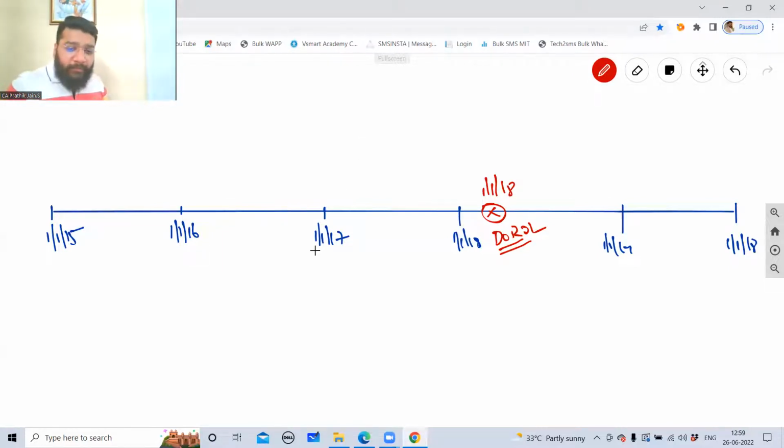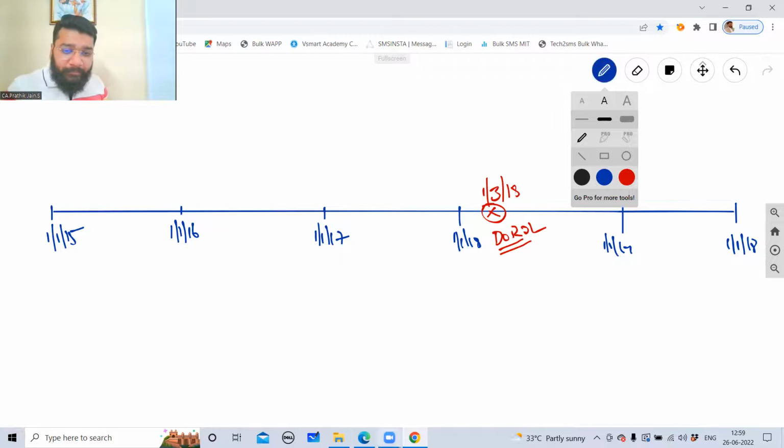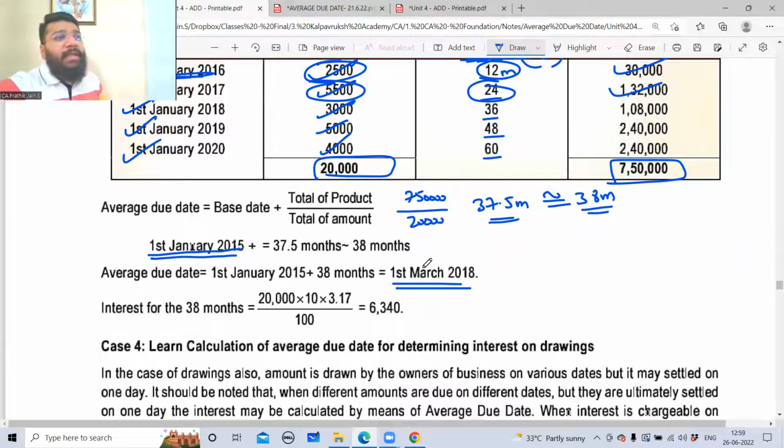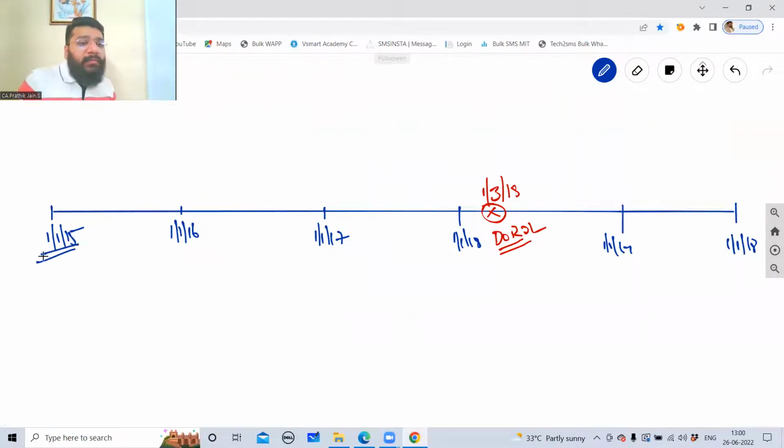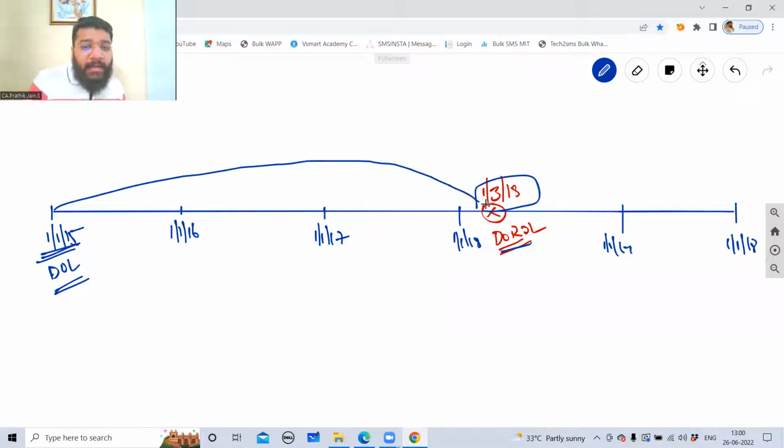Have all of you got your average due date? So guys, 1st March 2018 is the average due date. Any problem here? Which means that I need to calculate interest from 1/1/15. So this 1/1/15 is the date of lending the loan. And the repayment, entire amount of 20,000, is happening in one shot on 1/3/2018. So from 1/1/15 to 1/3/18, for a period of 38 months, you need to calculate the interest.